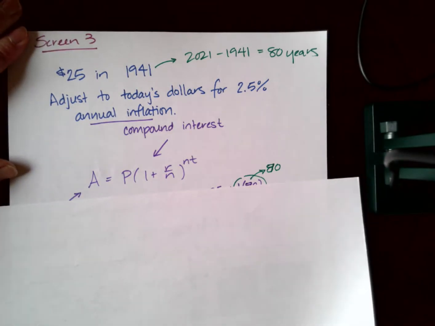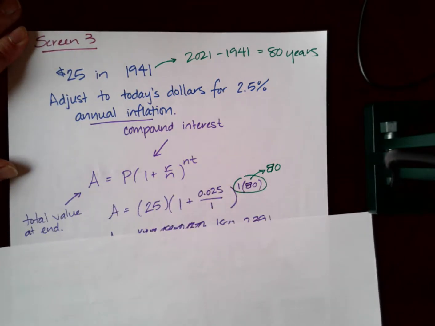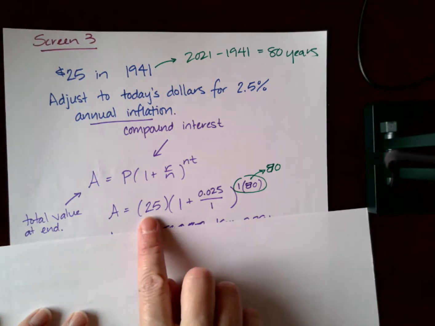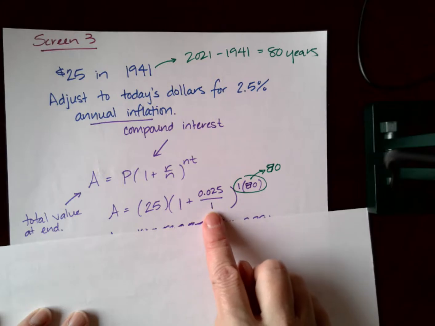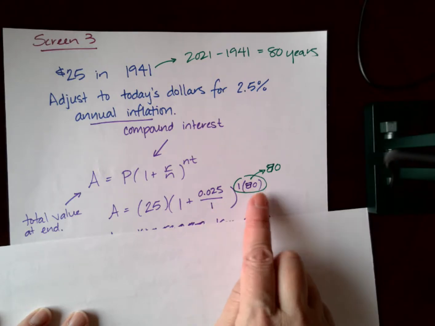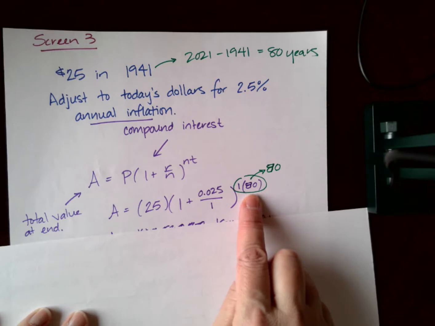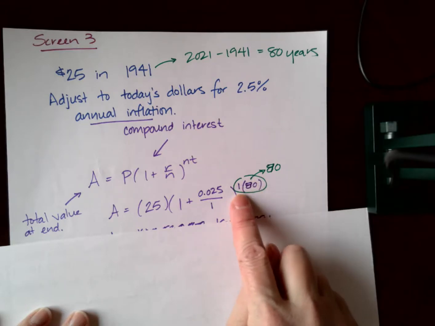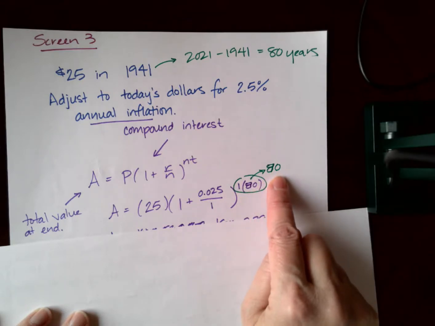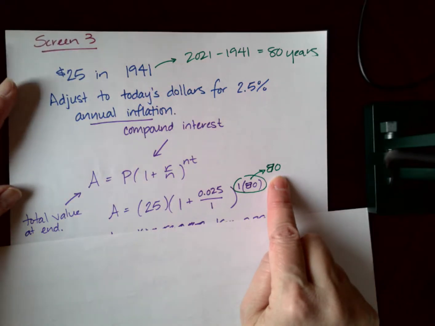When we fill this in for my mom, $25, 0.025 is our interest rate. Inflation will be computed annually, so our N value will be 1, and 80 years have gone by. I always encourage you to multiply the two components of the exponent together. 1 times 80 is just 80. Do that right away, get it over with, and then use that new exponent forever.